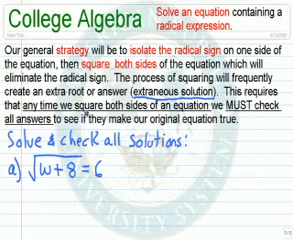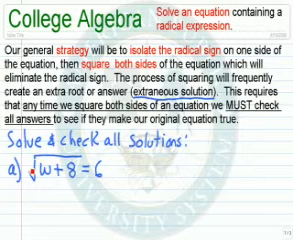This requires that any time we square both sides of an equation, we must check all answers to see if they make our original equation actually true. So let's begin by looking at the square root of w plus 8 equals 6. We want to solve and check all solutions.